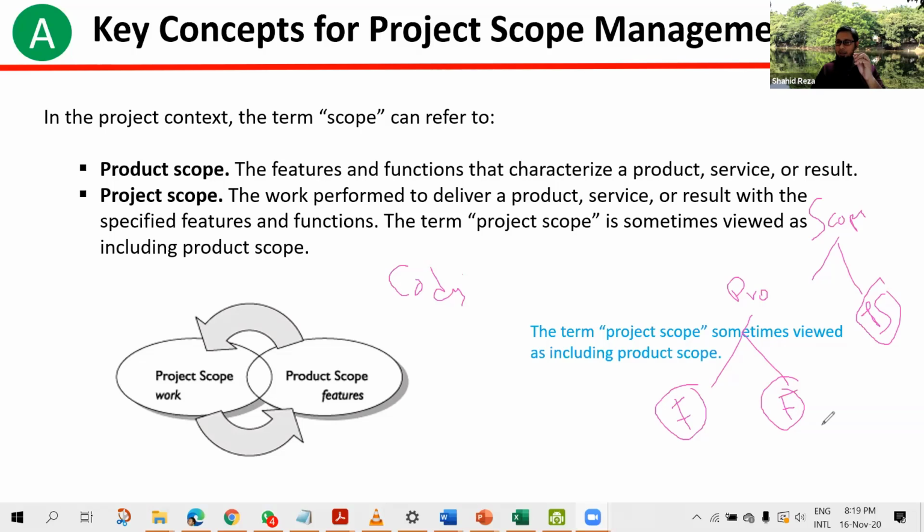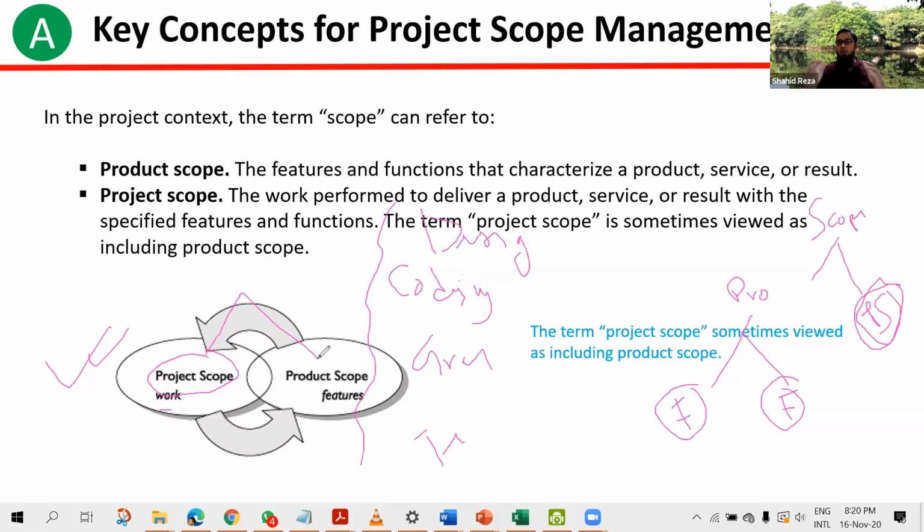But to deliver that product or to develop that game, what do we need to do? We need to do coding, right? We need to do graphical work. Then we need to do testing. We need to design. This work is known as project scope. If you see this figure, product scope means features and functionality of that product or that mobile app. And the activities we do to develop that mobile app, that work is known as project scope. If you combine these two, that is known as the scope of the project.